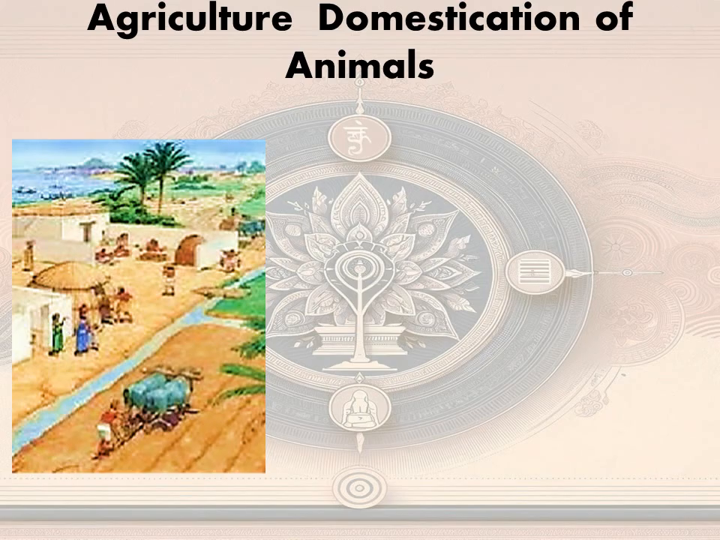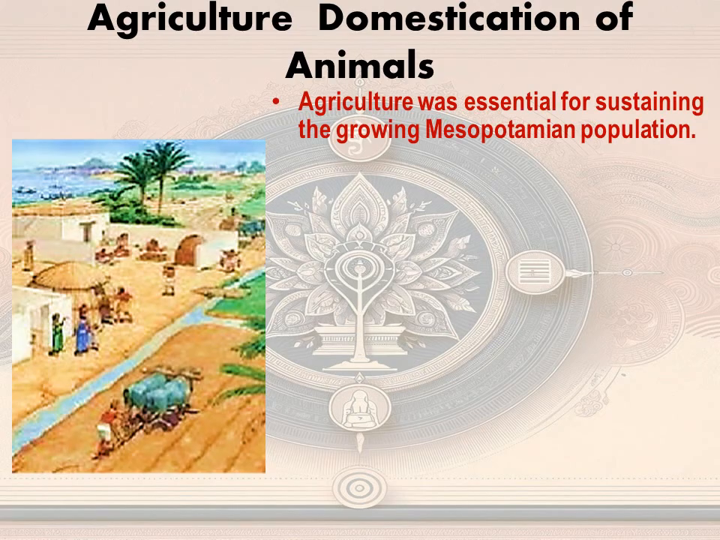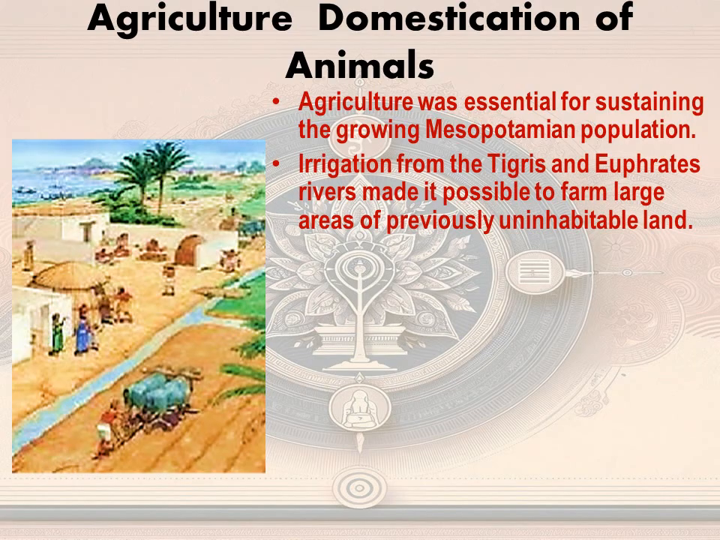Agriculture and domestication of animals. How was the agriculture, and what animals were domesticated in the Mesopotamian culture? Agriculture was essential for sustaining the growing Mesopotamian population. Now, there were a lot of people living in the city states. What will they eat? They used to eat agricultural products. Hence, agriculture was the most important thing needed for sustaining the growing Mesopotamian population.